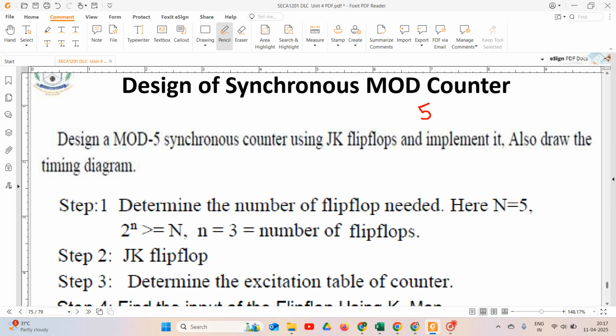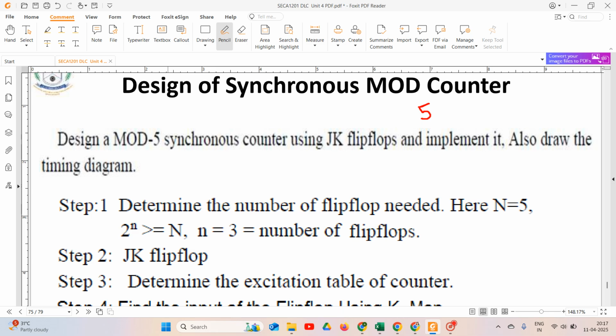In your CA2 exam, they will ask for a mod 10 counter. Okay, so design of a synchronous mod 10 counter. In this video we will discuss the mod 5 counter, and I will tell you what to do for the mod 10 counter.